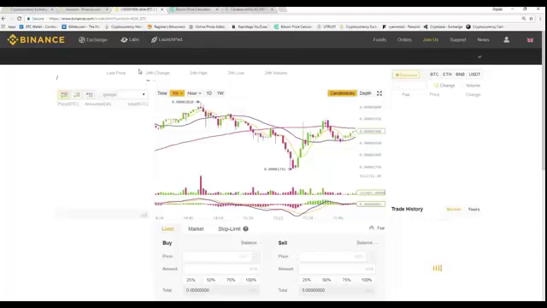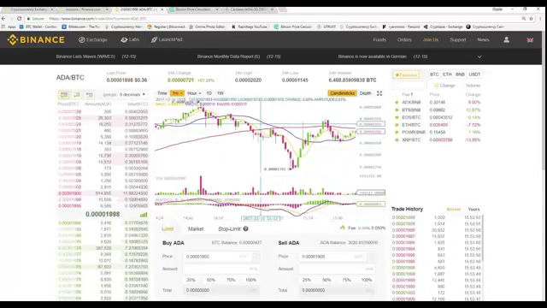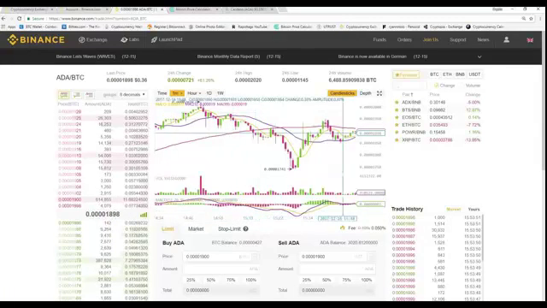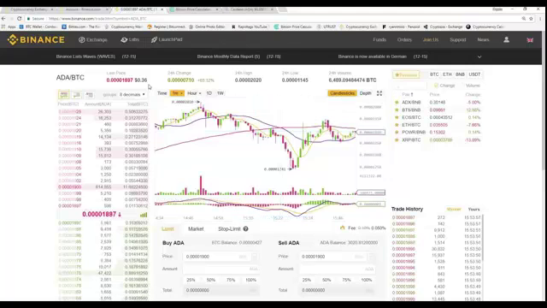But first we're going to take a look at the basic version, and then we will take a look at the advanced version. Now this is what the basic version exchange looks like. I'm going to go over every single thing on this page just so you guys know exactly what you're looking at. Up here, this is where you will see the abbreviation of the cryptocurrency you're looking at. So ADA is Cardano.